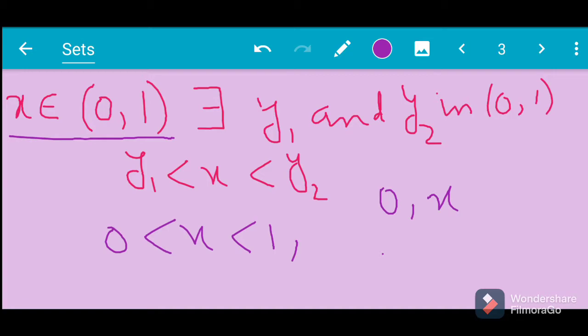Okay, and again x and 1, these are two different numbers, because this open interval (0, 1) does not contain 0 and 1. So these two are two different numbers. So I can find an element between x and 1. So you can easily find y1 and y2, for which y1 less than x less than y2, and for any x you can find this y1 and y2.